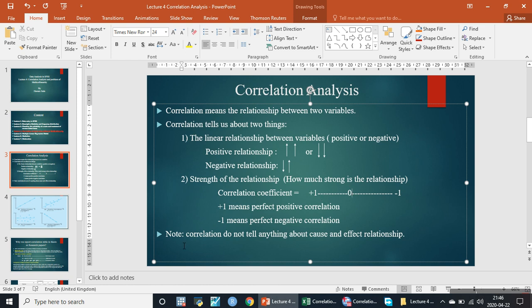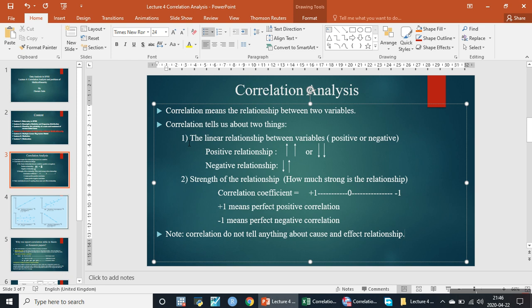One thing we should keep in mind is that correlation does not tell anything about the cause and effect relationship, meaning which variable is the independent variable and which is the dependent variable. Independent variable means the variable that is causing the change, and dependent variable is the one being affected. So it is regression. Regression tells us about the cause and effect relationship, which variable is independent and which is dependent. Correlation does not tell anything about cause and effect.